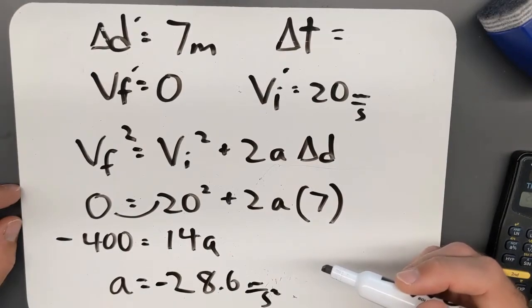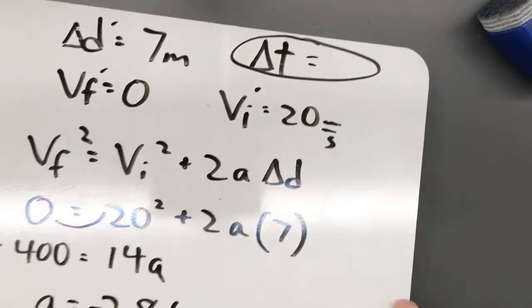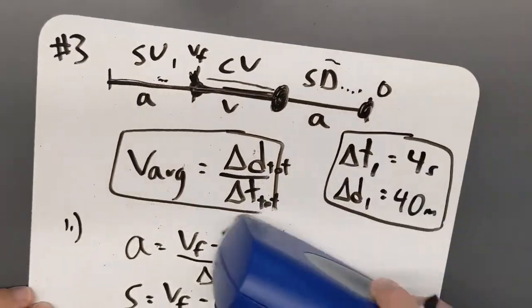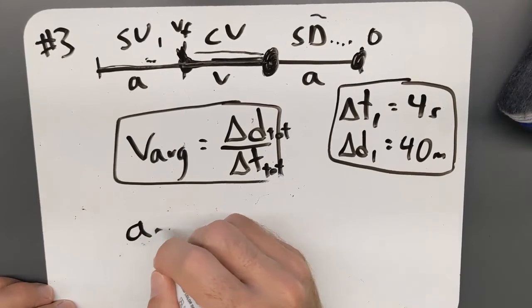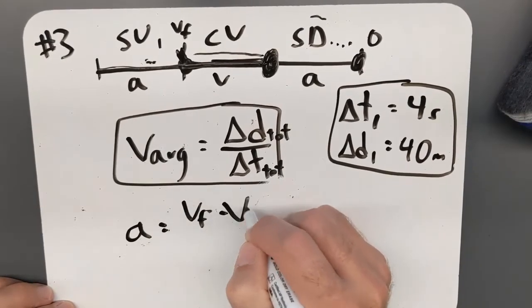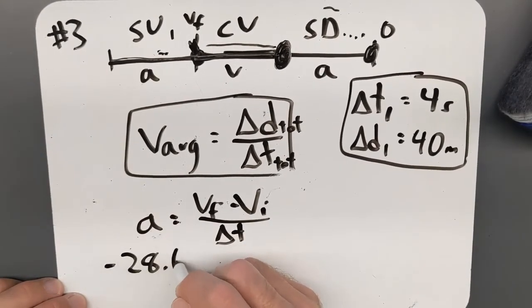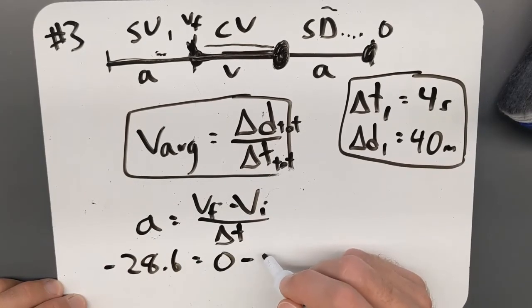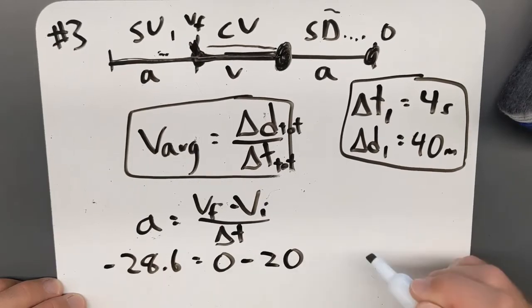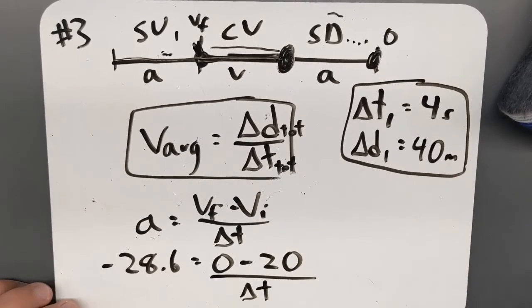All right? But I still have to get time. So how am I going to get time? Let's erase some of this because I don't need it. I have the acceleration now, so this is part 3. Acceleration equals V final minus V initial over delta T. My acceleration I just saw is negative 28.6. My V final is 0 minus 20. I think I screwed up somewhere, but let's see. Minus 20 over delta T. And hold on, let me check my math real quick.